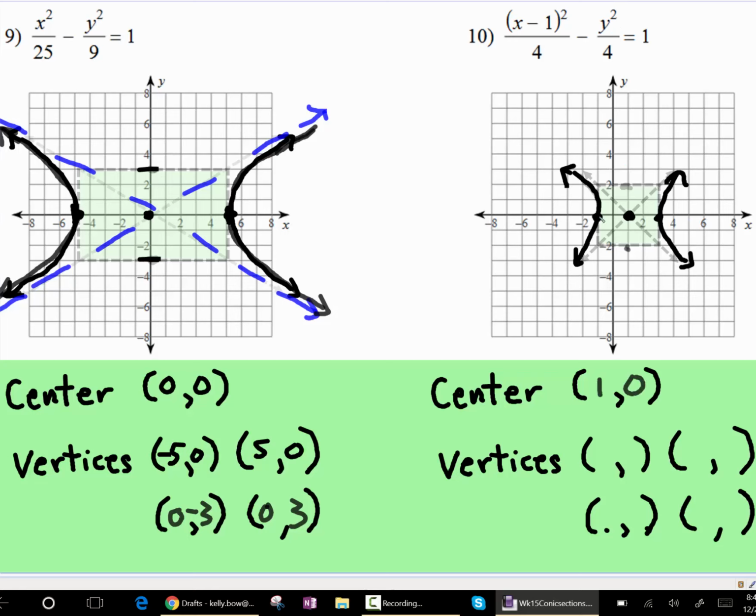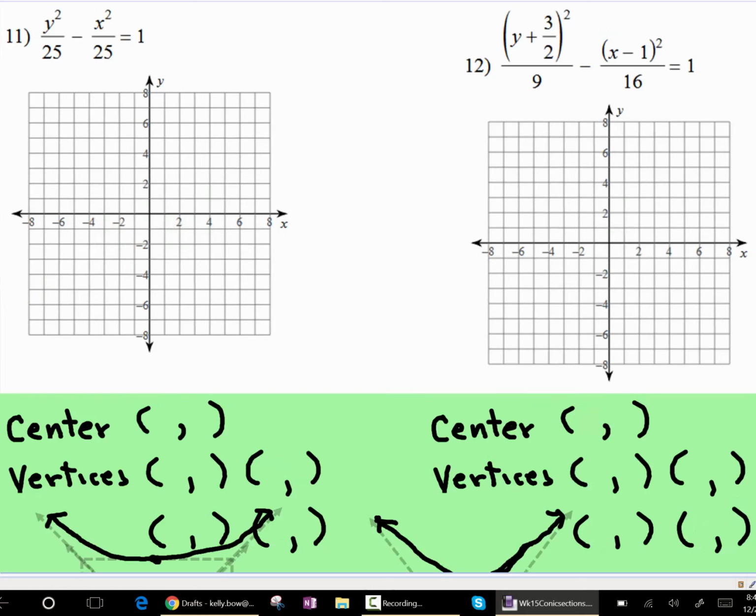And because we're opening left and right, our main vertices are here. So let's see, that's -1, 0 and +3, 0. And we just had to go up 2, down 2, but we shifted over 1 on the x-axis. So 1, -2, 1, +2.